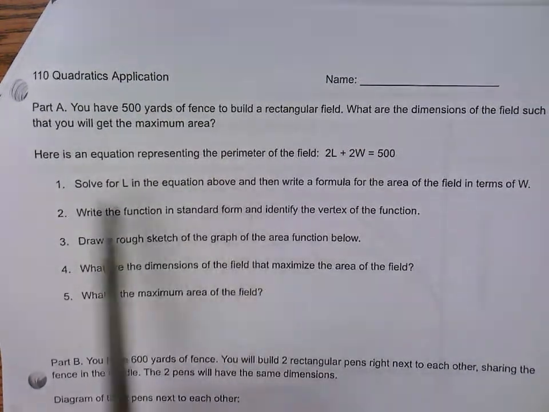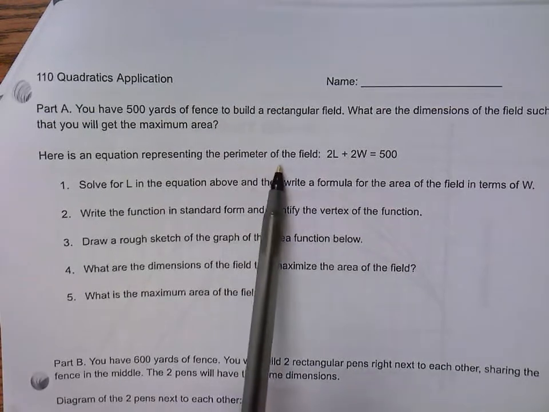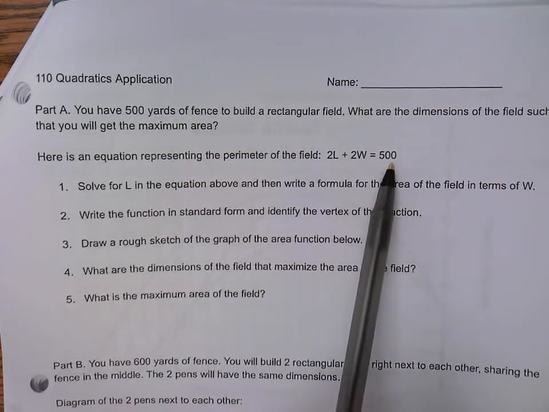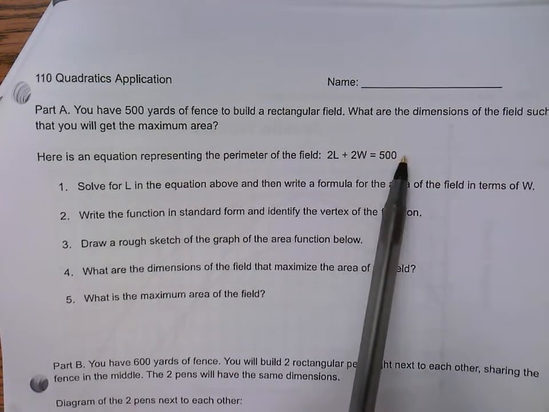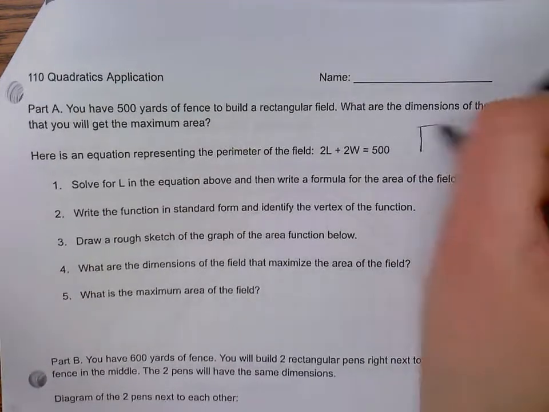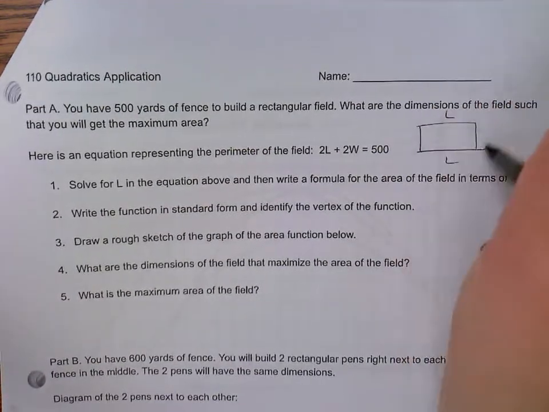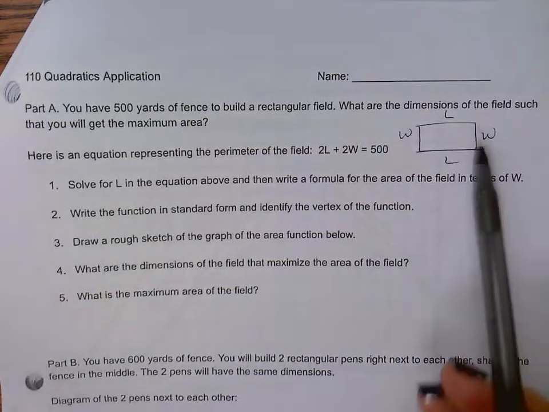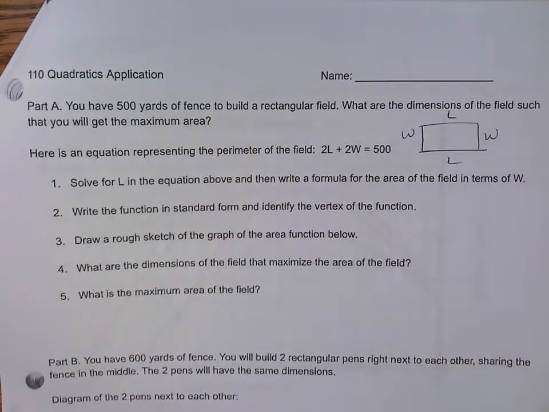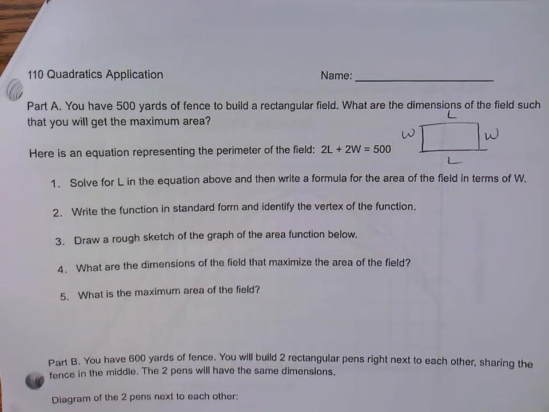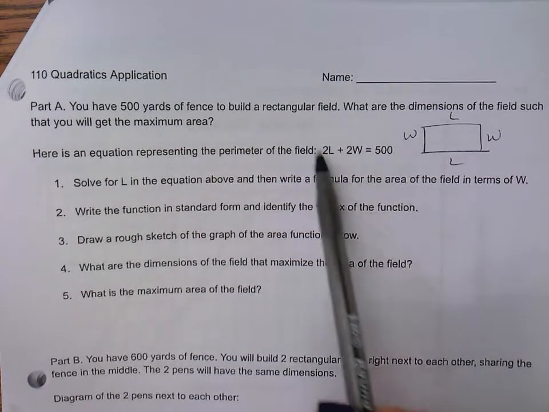So it says, here's an equation that represents the perimeter of the field. You have 500 yards of fence, and a rectangle is always length, length, width, width. So 2 lengths and 2 widths has to add up to 500. And it says, solve for L in this equation, basically to get one of the variables by itself.